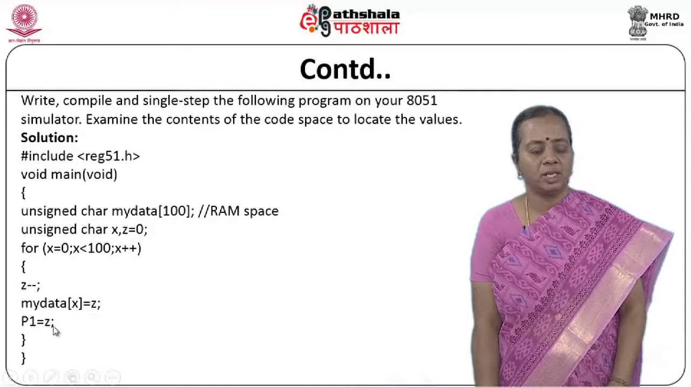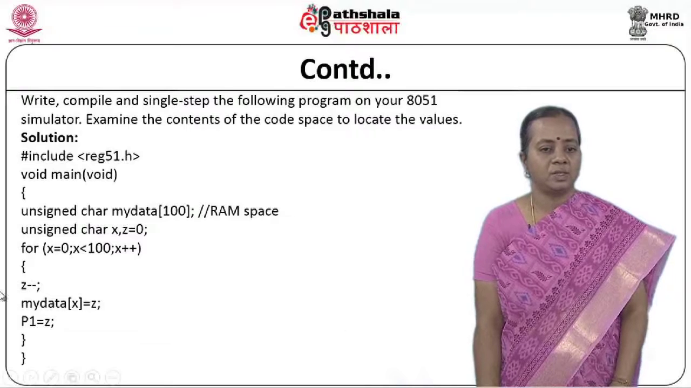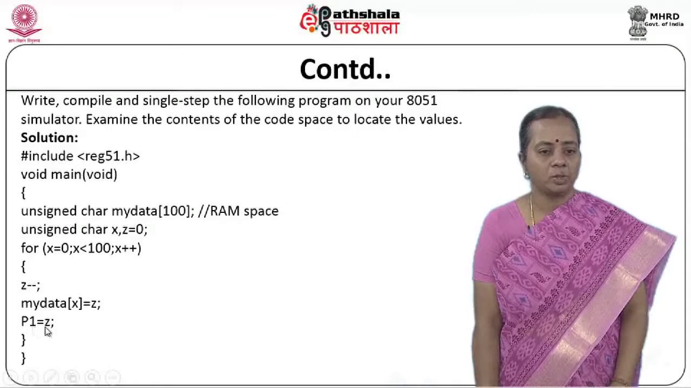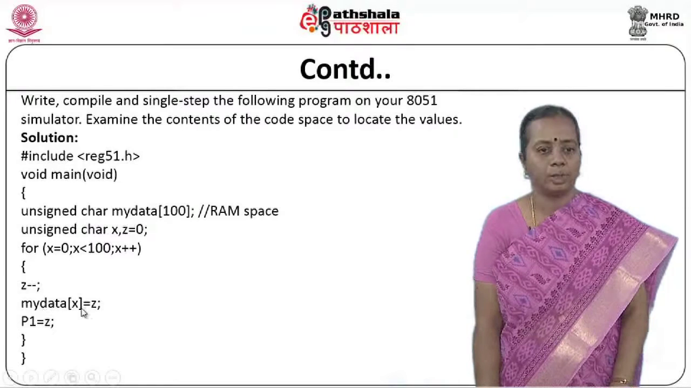Now, you just see that when you are storing it, the RAM space is filled for 100 different spaces, that you can examine with your simulator where this is getting stored. And z is also moved towards your P1, so that you can see how the values are simulated, and that particular value you can see in the RAM space.